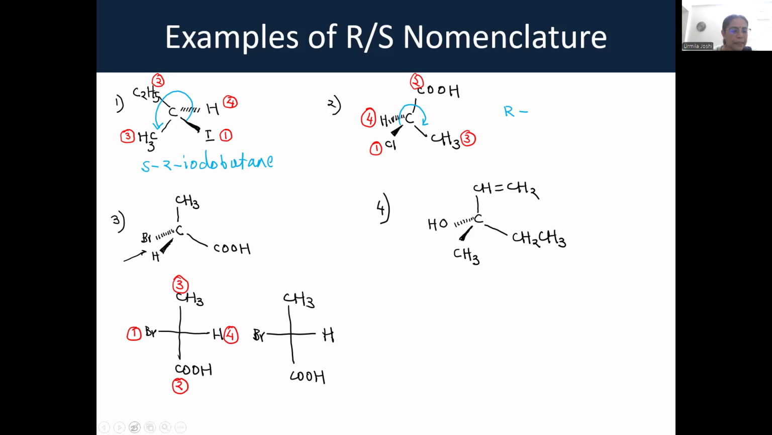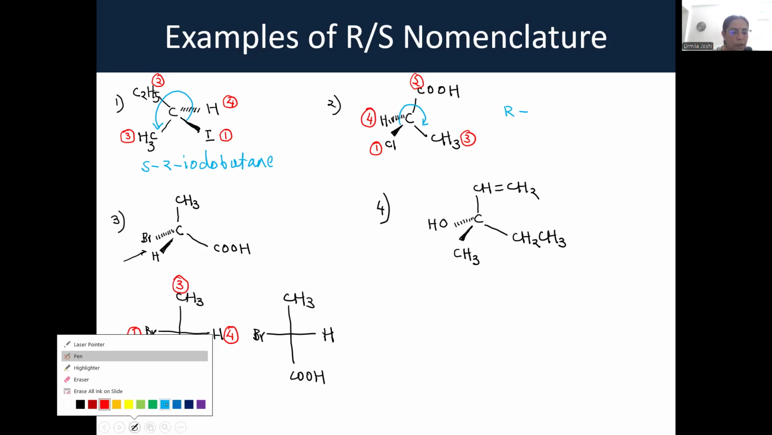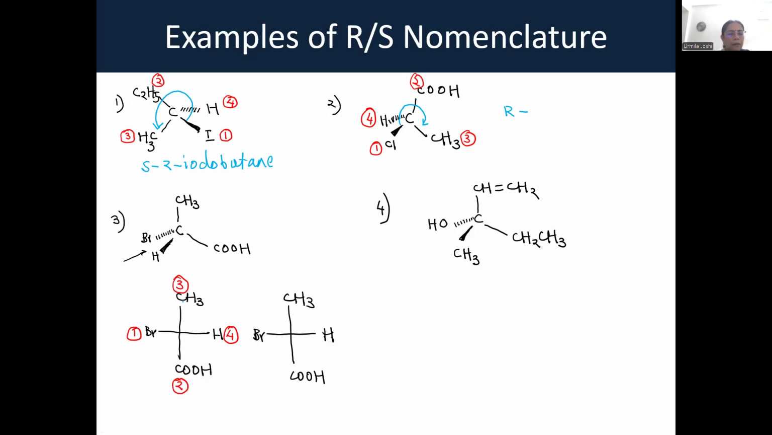Now, once you have assigned the priority numbers, draw a semicircle going from 1 to 2 to 3. Okay, 1 to 2 to 3. You have to ignore 4. Now, this is an anti-clockwise structure. This is going anti-clockwise, but 4th priority number is on the horizontal line. So it is R. Getting this? Same is the case over here.